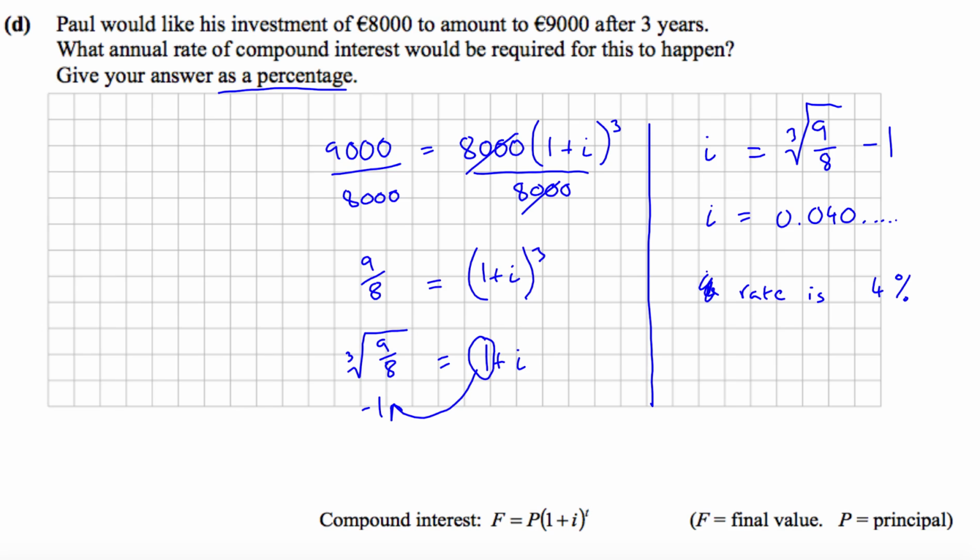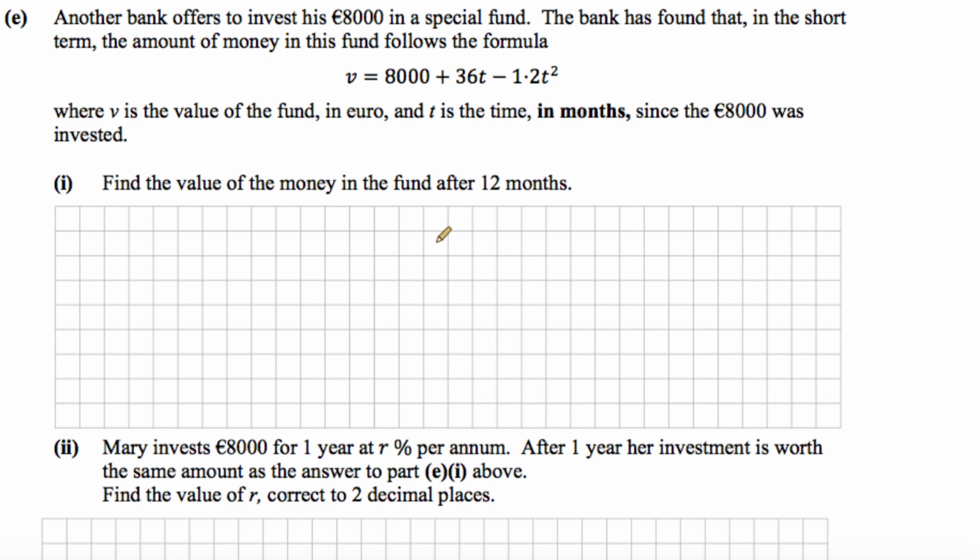Okay, moving on. Part E says another bank offers to invest his 8 grand in a special fund. The bank has found that in the short term, the amount of money in this fund follows the formula V is equal to 8,000 plus 36t minus 1.2t squared, where V is the value of the fund in euro and t is the time in months since the 8,000 euro was invested. So find the value of the money in the fund after 12 months. Okay, so 12 months, that means that t will be 12.